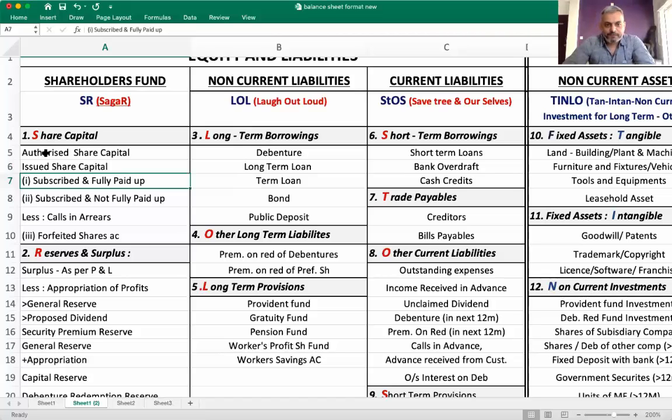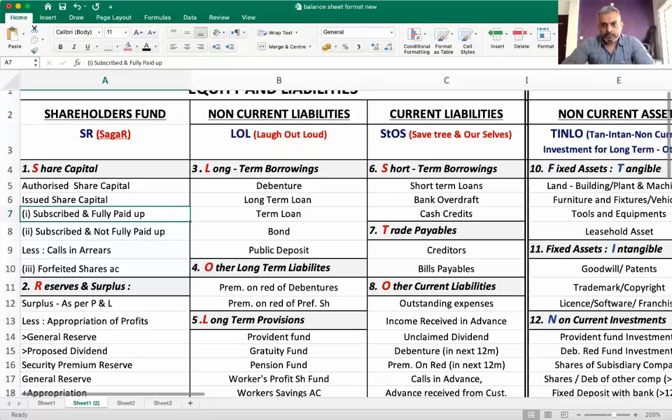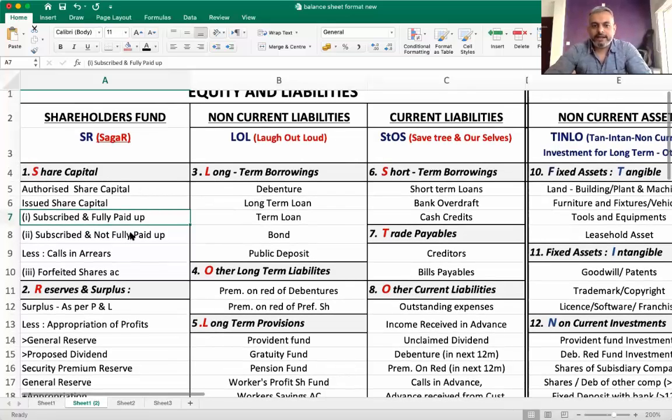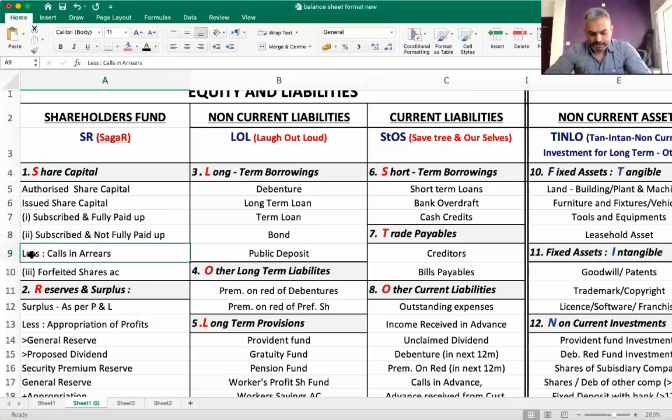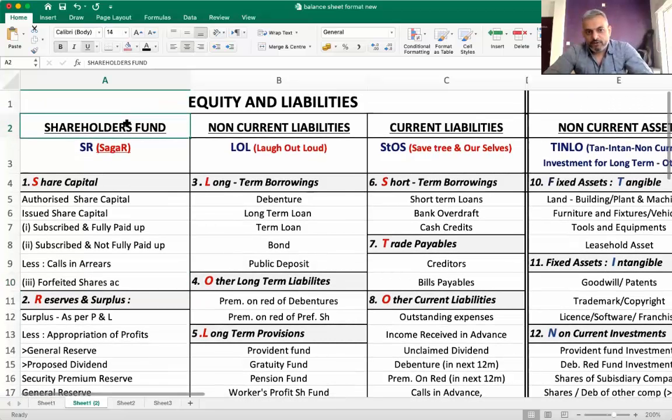But out of that, you have subscribed and fully paid up. So people who have subscribed and fully paid the money, then you have subscribed and not fully paid up. So they have subscribed, but they have not yet paid the money. From that, we will deduct calls in arrears, and you remember we used to use a forfeited share or share forfeiture account. The balance of that share forfeiture account will also come under the heading forfeited shares, under the heading share capital. In shareholders fund, you have share capital, which is a subheading, and in that subheading you will have all these.